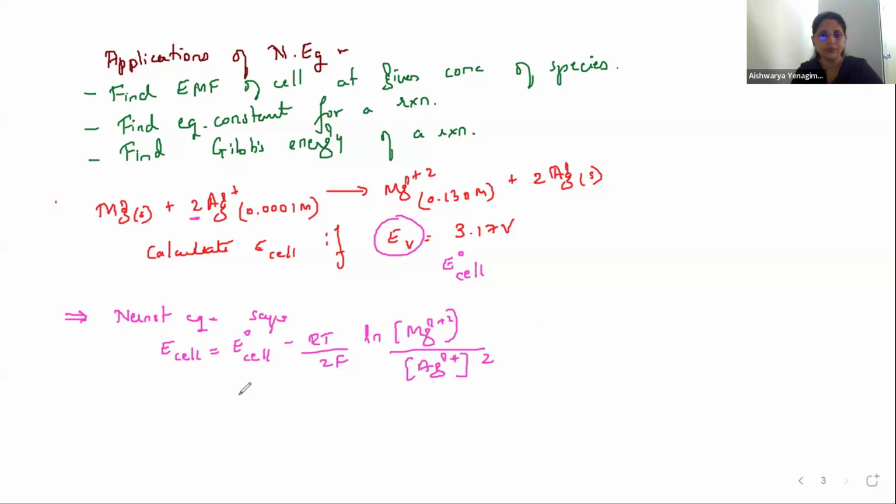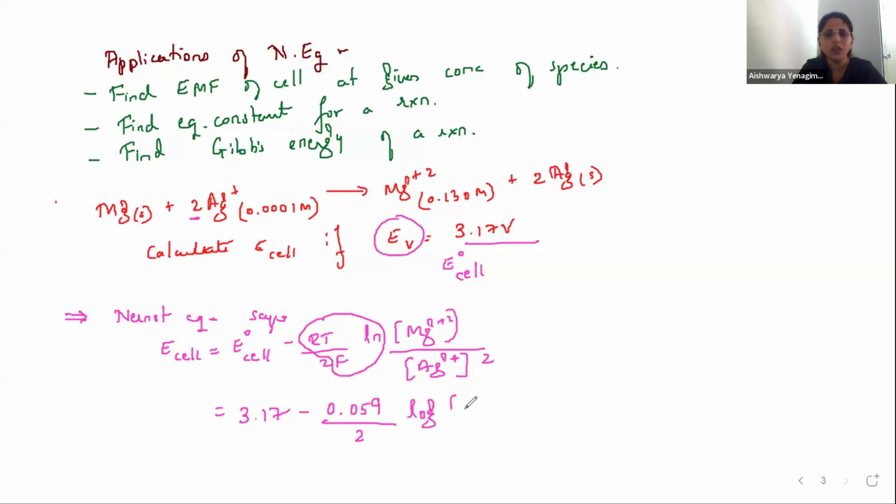To simplify this, what is E naught cell given? E naught cell given is 3.17. So 3.17 minus this R, T and F and the natural logarithm. They are all constants. So substitute all these values and simplify. The value comes out to be 0.059, divided by 2. Converting ln, it becomes logarithm.